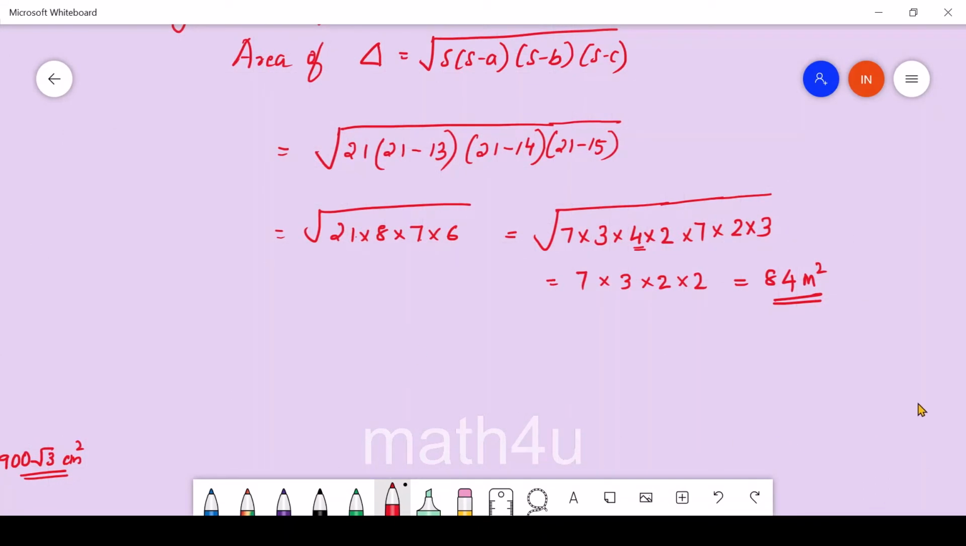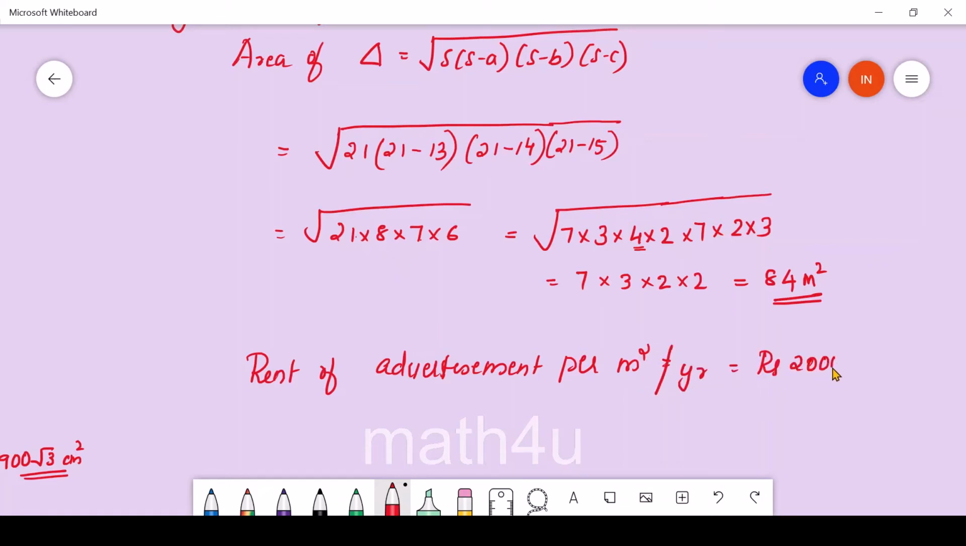So now the rent of advertisement per meter square is given. So per meter square, how much is it given? Per meter square per year, that is equal to rupees 2000. So what will be the rent of the advertisement with area? How much? 84 meters square. We got it as 84 meters square for 6 months. This is for 1 year.